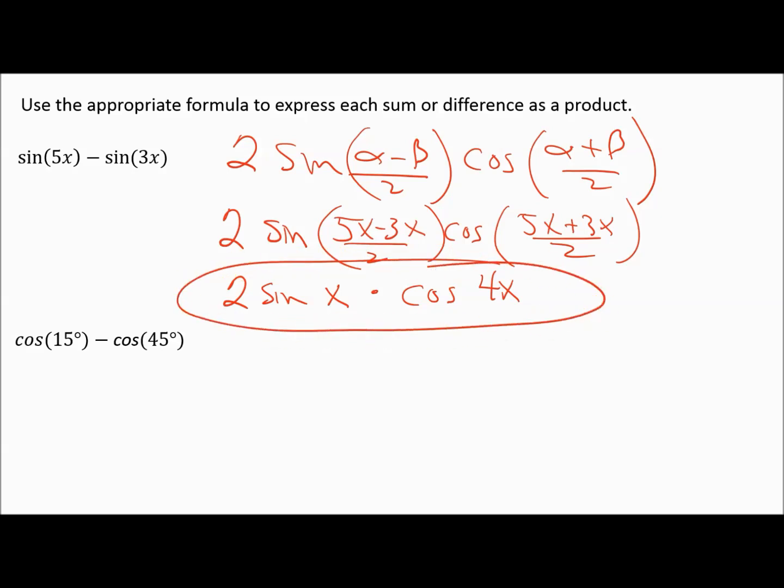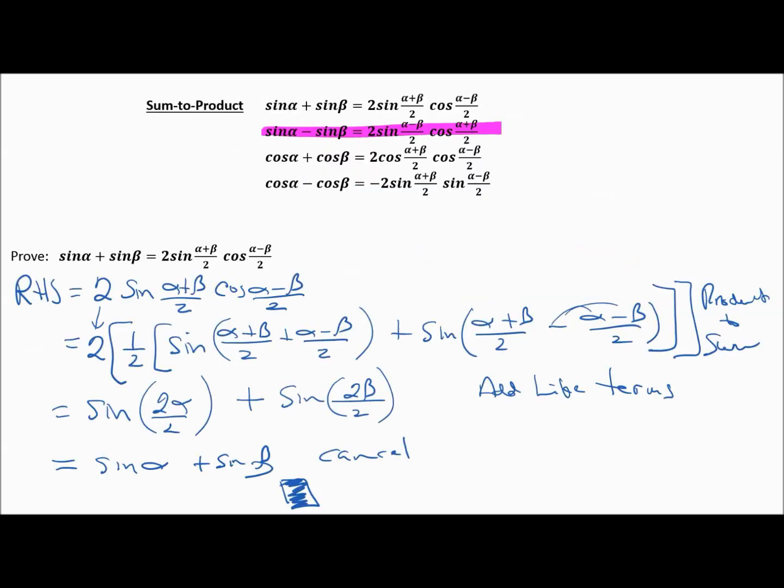Now I want to do another problem where I'm taking two separate cosine functions with two different angles inside, and then we're subtracting. We need to look up the formula for cosine minus cosine. So I'm going to go back to my formula sheet and find cosine minus cosine. There it is at the bottom. Notice that formula has a negative 2. Be careful, negative 2, sine of the angles added together divided by 2, sine of the angles subtracted divided by 2. So cosine of alpha minus cosine of beta is negative 2 sine of alpha plus beta over 2, sine of alpha minus beta over 2.